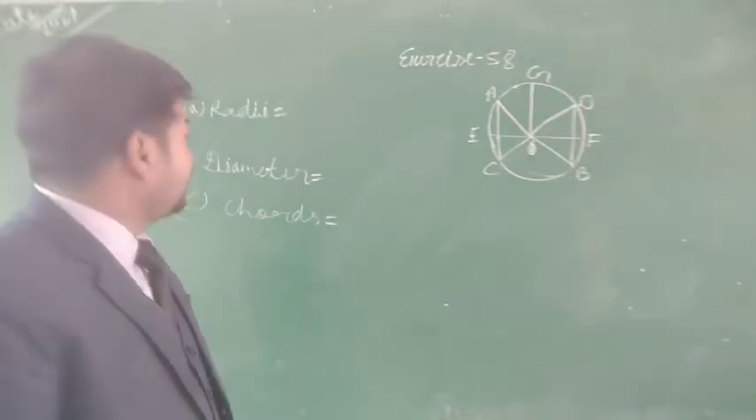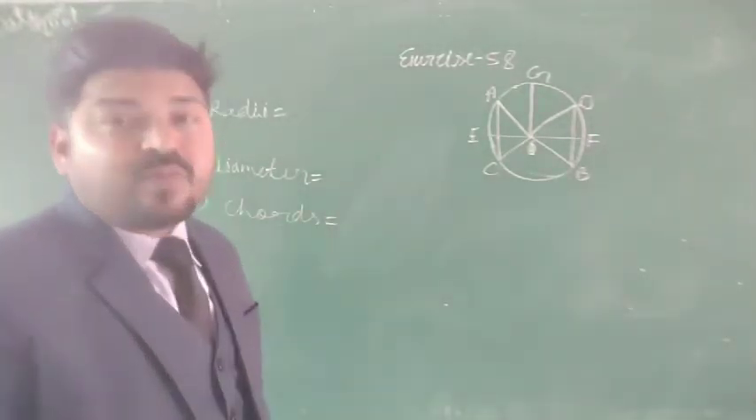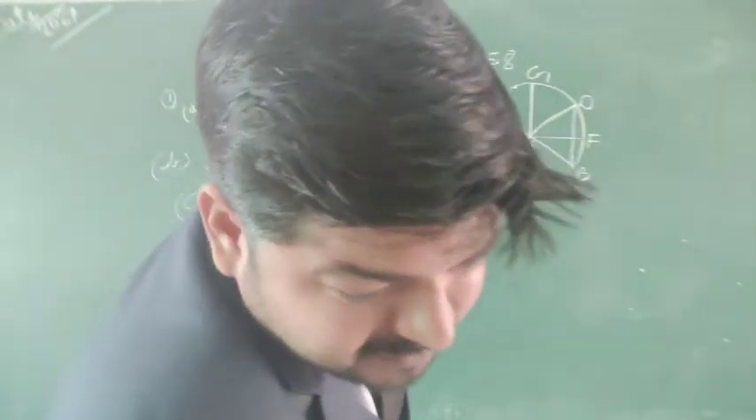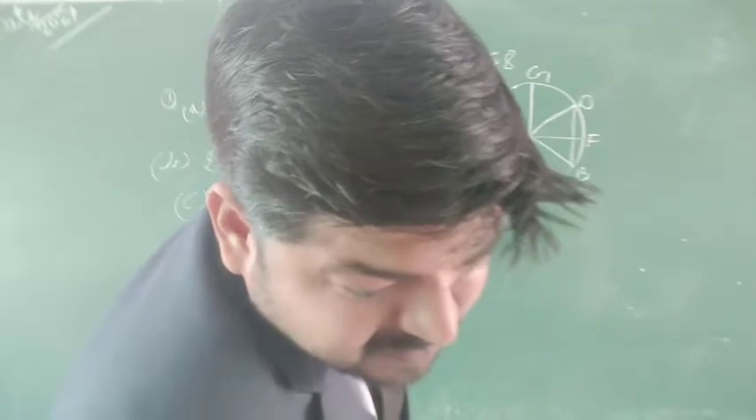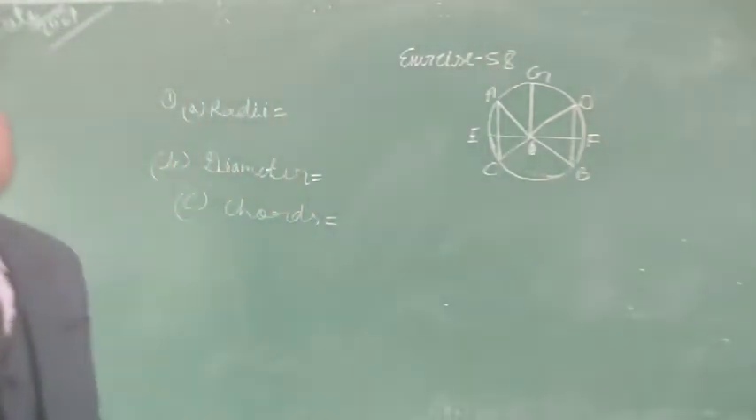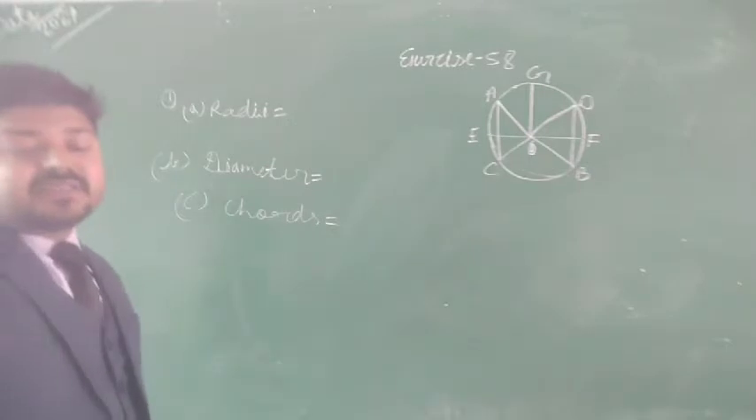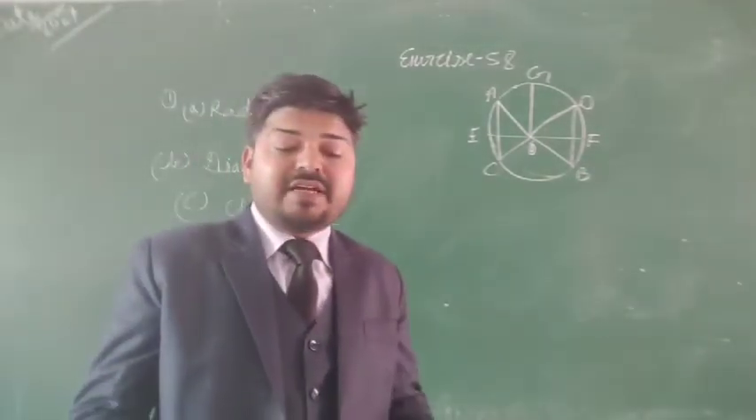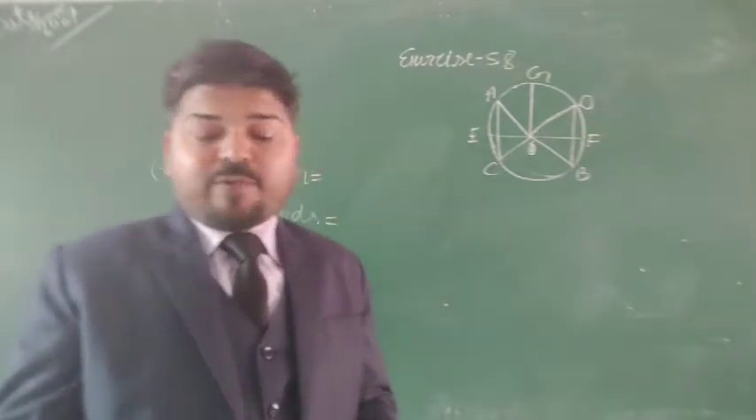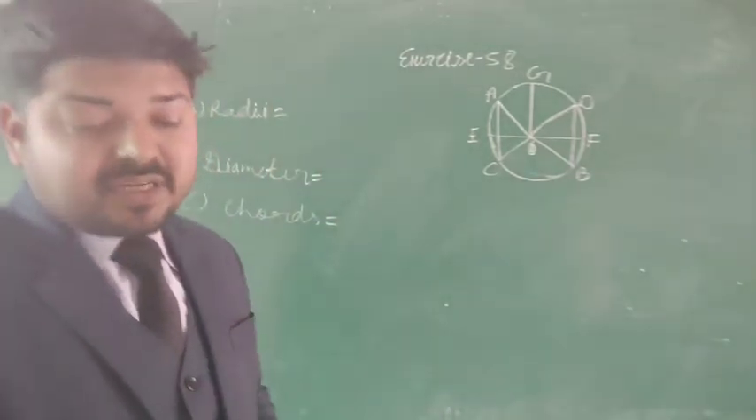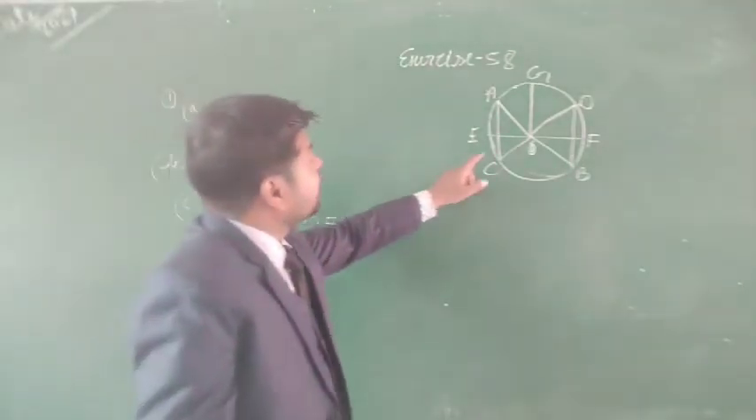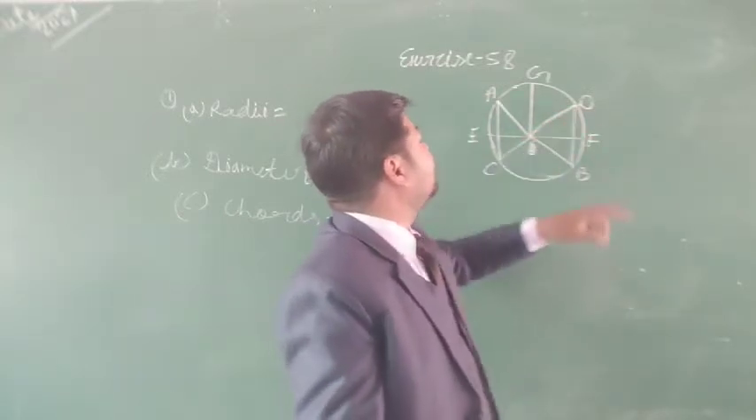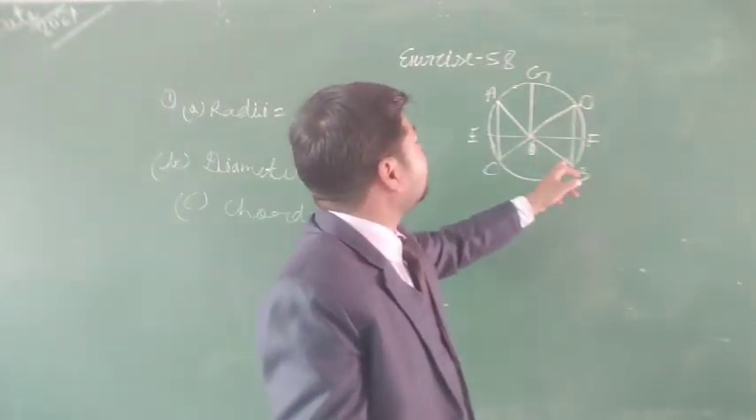Okay. So firstly I am going to tell you what is radius. The distance between the center of a circle and any point on it is called its radius. How? Just see. OA is the radius, OD is the radius, and OB is the radius, you can say.